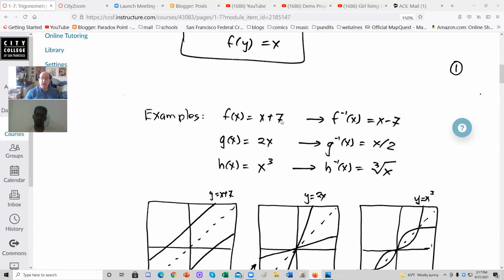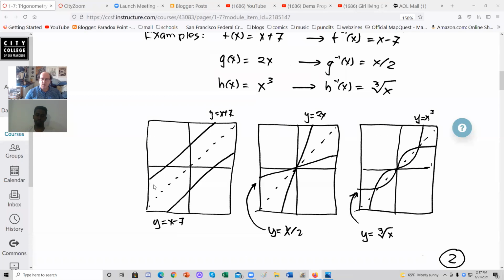For example, if f of x is add 7, x plus 7, then f inverse is the opposite of that, x minus 7. If g of x is twice x, the inverse is the halving function, x over 2. If h of x is the cube function, h of x equals x cubed, then h inverse is the cube root of x. Here's a graph of y equals x plus 7. The graph of y equals x minus 7 looks like this. If this is the graph of y equals 2x, here's a graph of y equals x over 2. If this n-shaped curve is a graph of x cubed, then this s-shaped curve is a graph of the cube root of x.